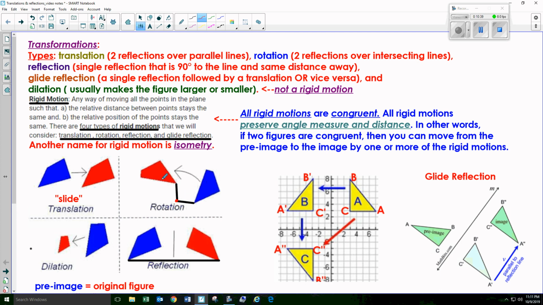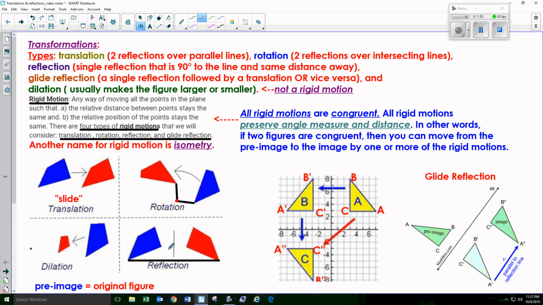Reflection is a single reflection. All reflections have to be at 90 degrees to the line and the same distance away. So for example, if I look over here, B to B prime. If I connected B and B prime, it'd form a 90-degree angle perpendicular to that line, and the distance from here to here would be the exact same distance as here to here.